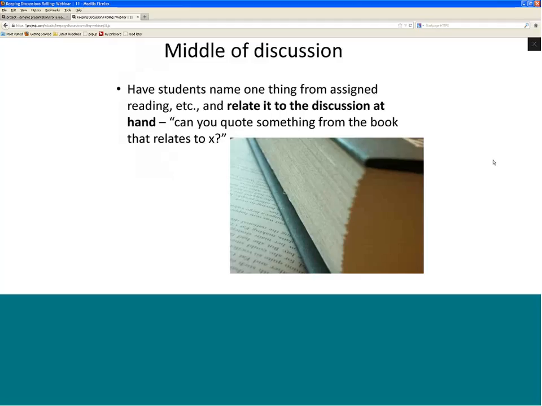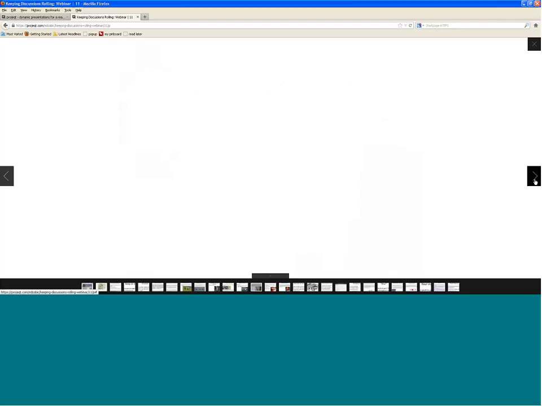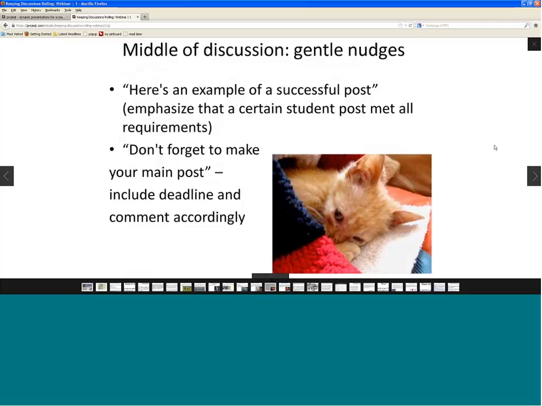And so I see a lot of this at CCC Online, but I think that's really effective. Can you quote something from the book that relates to this? And it's something that is really encouraging critical thinking, obviously.